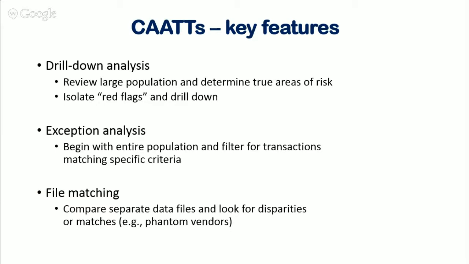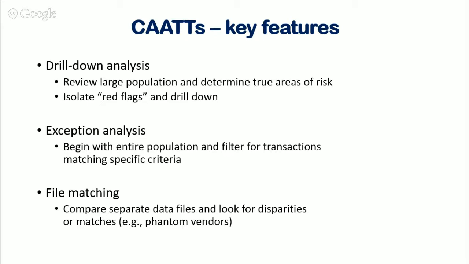Some more features of CAATs are drill down analysis, which means once you've got the report from the CAATs, for example, you've done an aging analysis or you've done a stratification analysis, you can double click on the result and you can drill down and get to the details. This will help you to isolate red flags or identify exceptions. You can also do an exception analysis, and you can perform this analysis on 100% of the data.